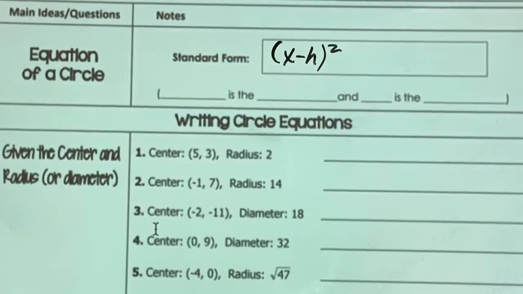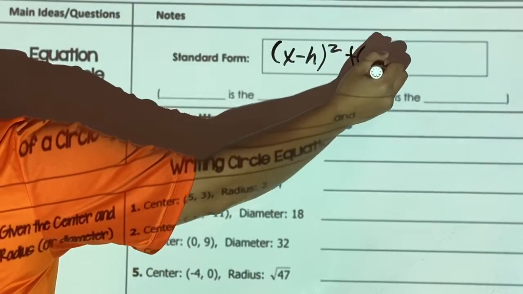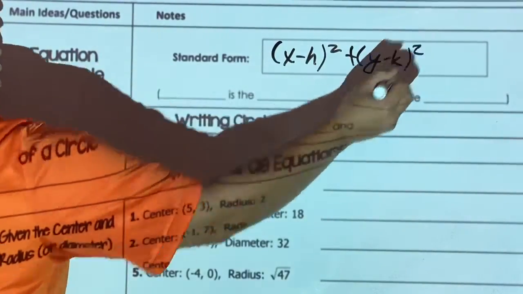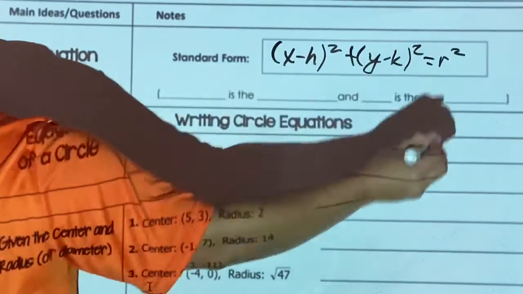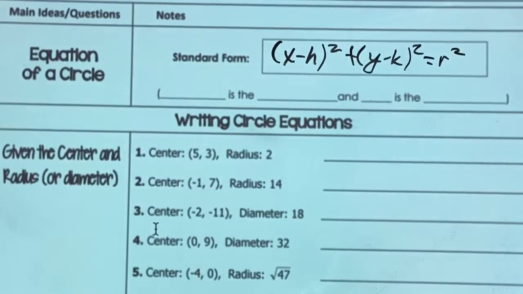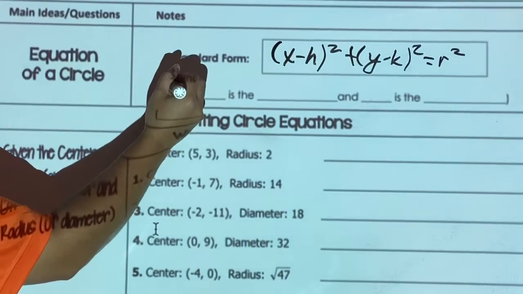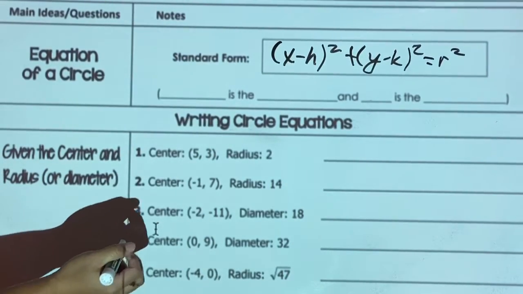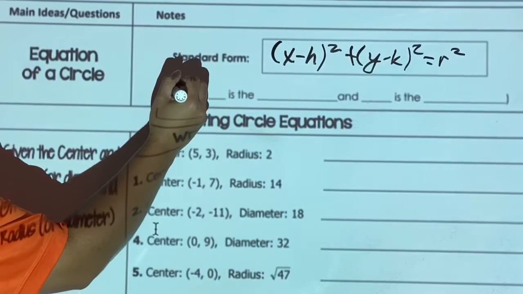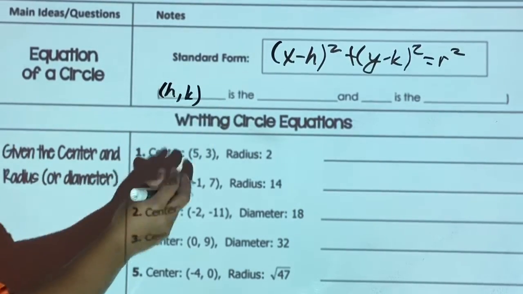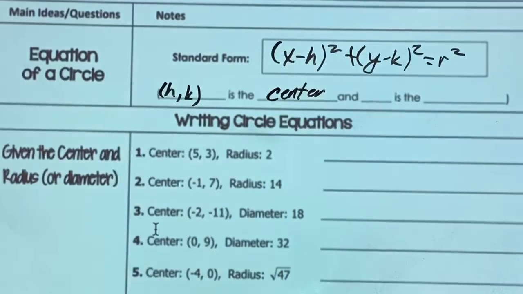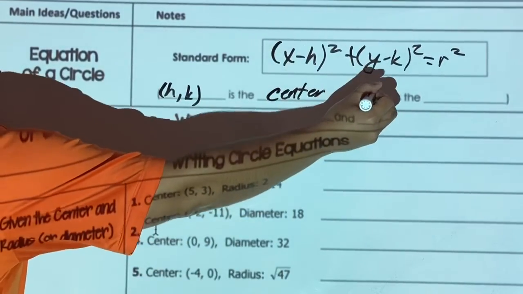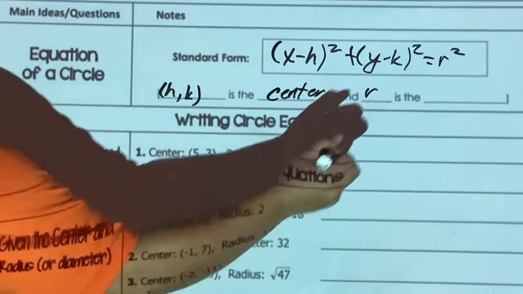So the standard form is just going to be x minus h squared plus y minus k squared equals r squared. Okay, so we're going to use this formula here. Just know that h and k, they're going to be the center, right? And then r is going to be the radius.